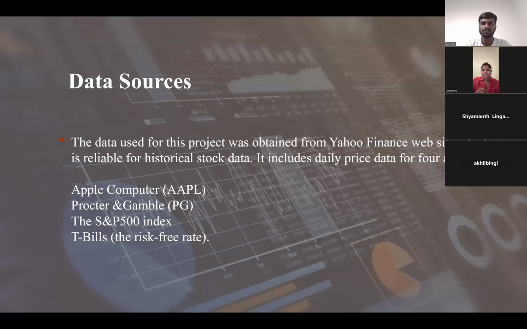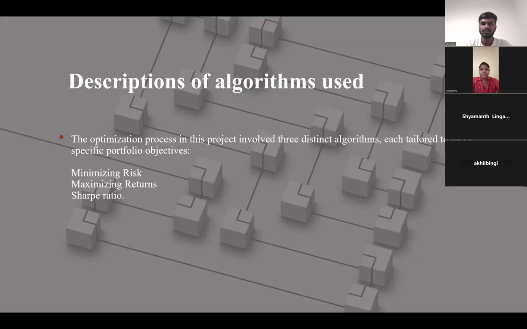Coming to the next one, which is the data sources. The data used for the project was sourced from Yahoo Finance, a well-known platform for historical financial data. It provides reliable and comprehensive datasets that are frequently used by researchers and investors for analyzing stock performance and trends. This project focuses on daily price data for four distinct assets, the first being Apple.